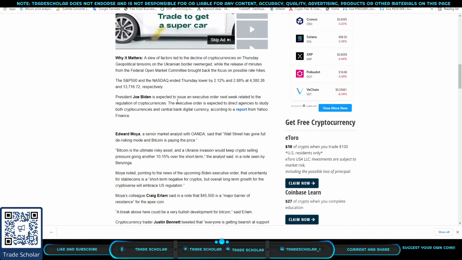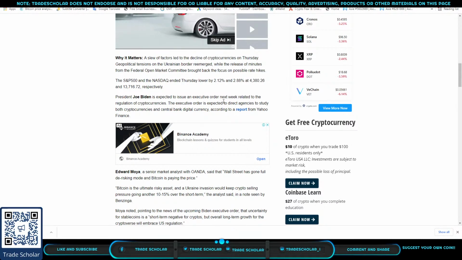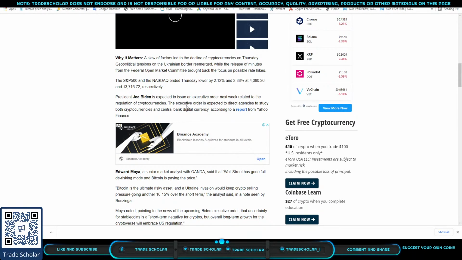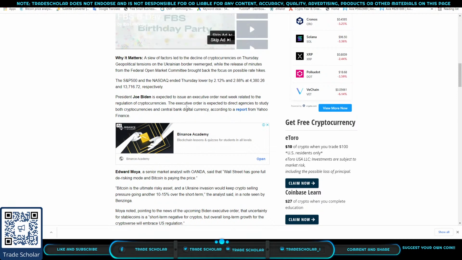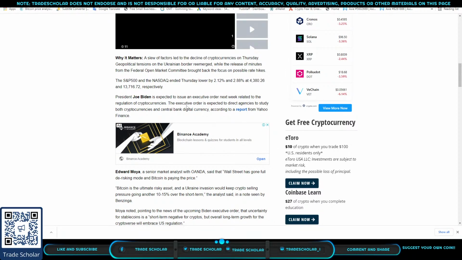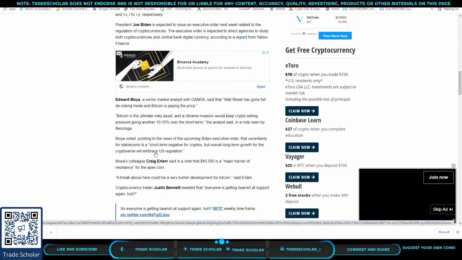Joe Biden is expected to issue an executive order next week related to the regulation of cryptocurrency. Okay, there is another regulation. The executive order is expected to direct agencies to study both cryptocurrency and central bank digital currency, according to a report from Finance.